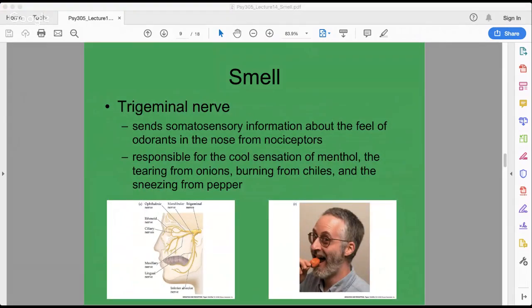Odorants can stimulate the somatosensory system through the polymodal nociceptors, so touch, pain, and temperature receptors. This is responsible for the cool sensations of menthol, the tearing from onions, and the burning from chilies. Also, the sneezing when you sniff black or white pepper. These sensations are mediated by the trigeminal nerve, or the fifth cranial nerve. Often it's impossible to distinguish between sensations traveling up cranial nerve 1 from olfactory receptors and those traveling up cranial nerve 5 from somatosensory receptors.